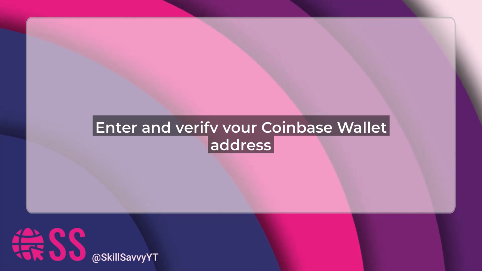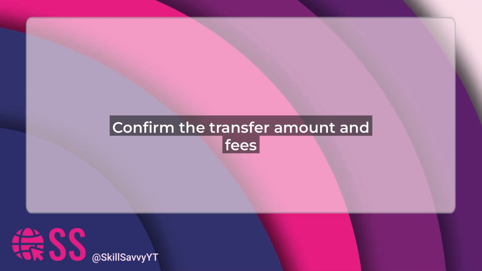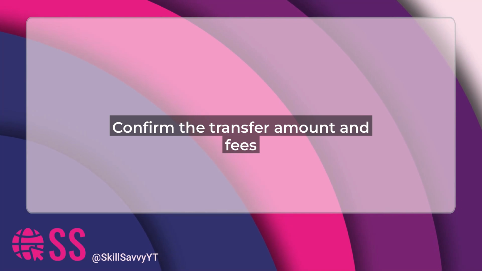After initiating the transfer, Bitrue will process it, and you'll get a confirmation email. Now, head over to your Coinbase wallet. It could take a few minutes to a couple of hours for the funds to appear, depending on the network.